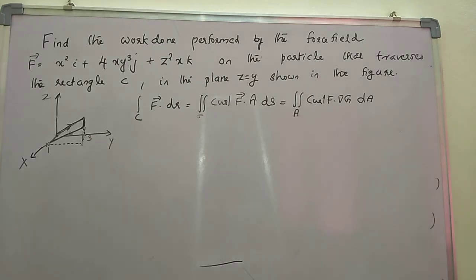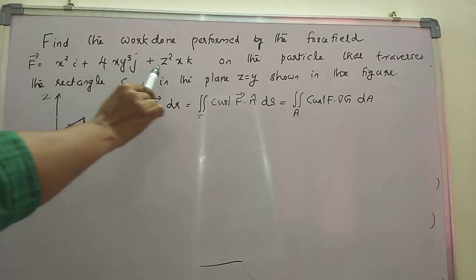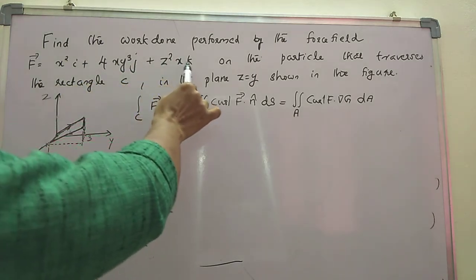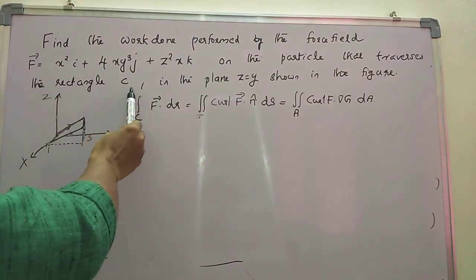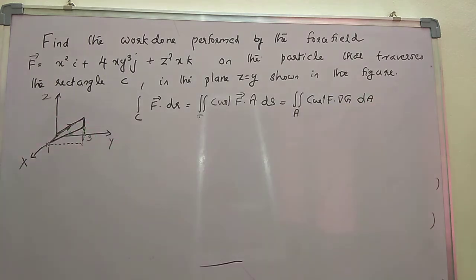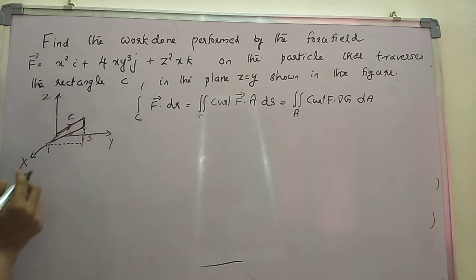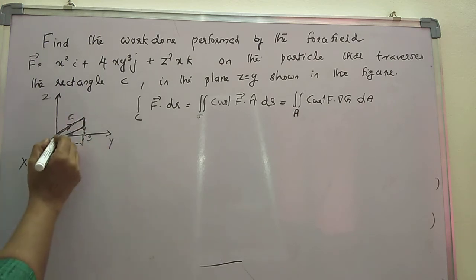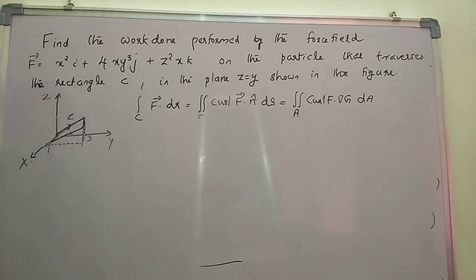So our problem is to find the work done performed by the force field F = x² i + 4xy³ j + z² k on the particle that traverses the rectangle C in the plane z = y, shown in the figure. Here the figure is given like this. You can see this is the x-axis towards us, this is the y-axis and this is the z-axis.